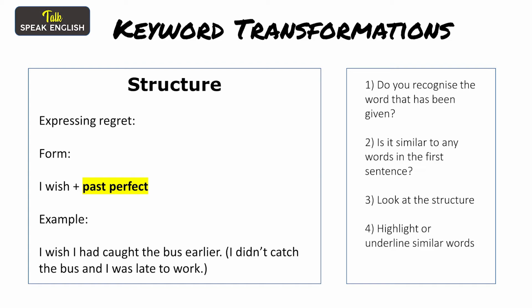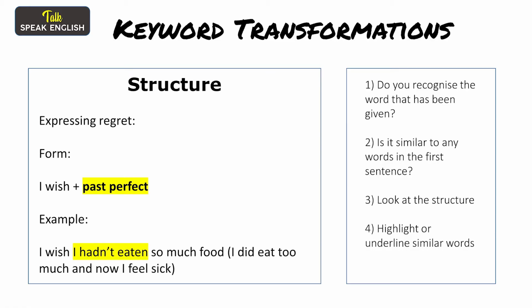We have to remember how we form the past perfect, and this, of course, is "had" plus the past participle. So in this example, the past perfect is "I had caught". Here we have another example. "I wish I hadn't eaten so much food." Here we are saying that I did eat too much, and perhaps now I feel sick. And again, the past perfect here is "had", or in the negative form, "hadn't", and "eaten".